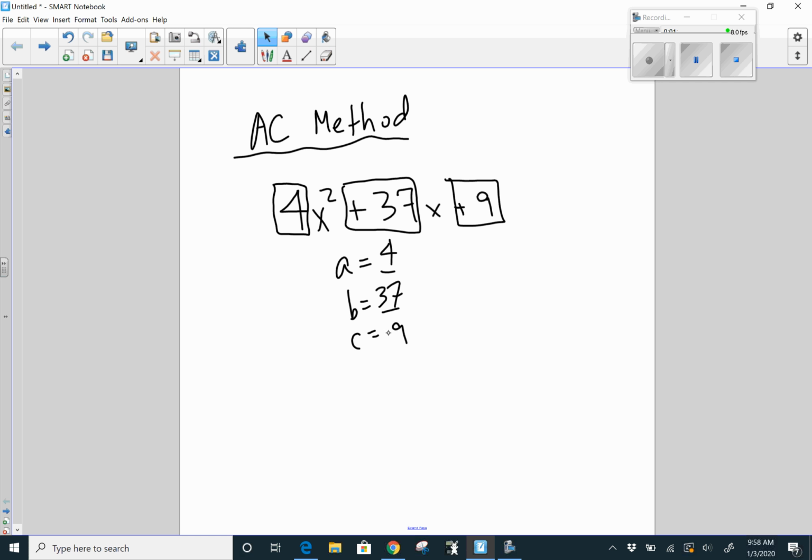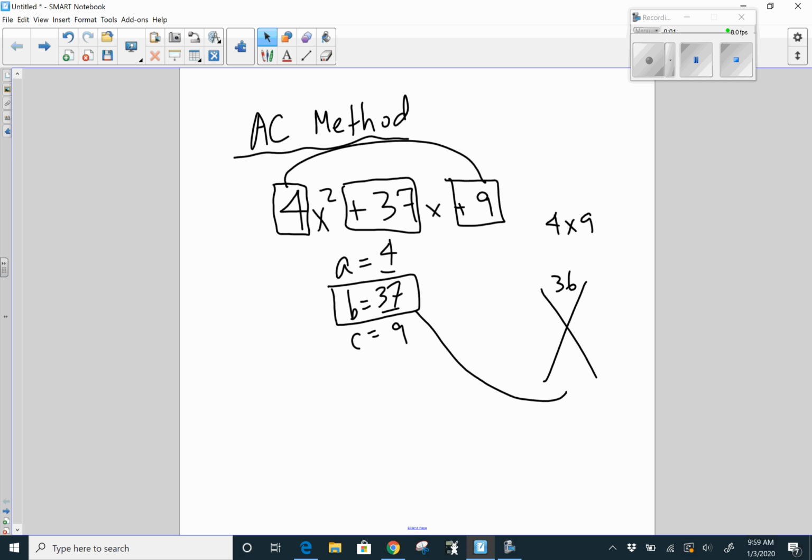So in AC method, what we want to do is take our A and our C, and multiply them. So 4 times 9 equals 36. Then we want to take our B term and put that in the bottom right here. So 37 goes there. Then we want to play the game that we did before break. We're looking for two numbers that multiply to be 36 and that add to be 37.